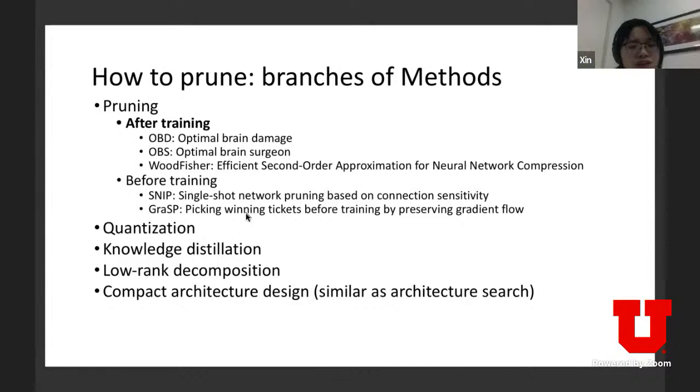So for knowledge distillation, there are two networks. It will use the large network as the teacher network and use the smaller network as the student network. It will make the student network learn the representation of the last layer of the teacher network.